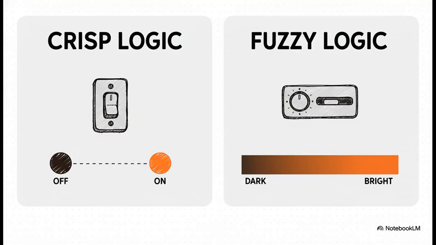So to really get it, let's think about two things. On one hand, you've got traditional computers. They use what we call crisp logic. It's like a light switch. It's either on or off, 0 or 1, true or false, there's nothing in between. But fuzzy thinking? That's way more like a dimmer switch. It's not just on or off, it can be dim, or maybe bright, or even brilliant. It totally embraces all those shades of gray in the middle.